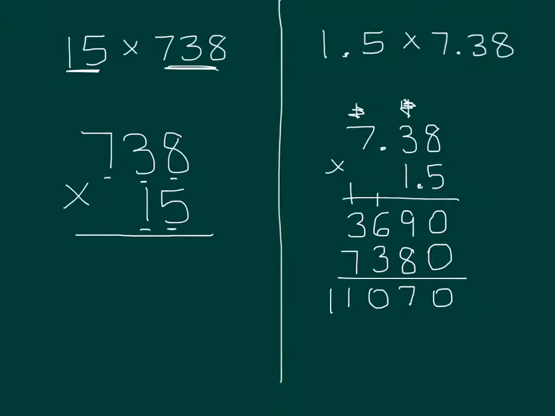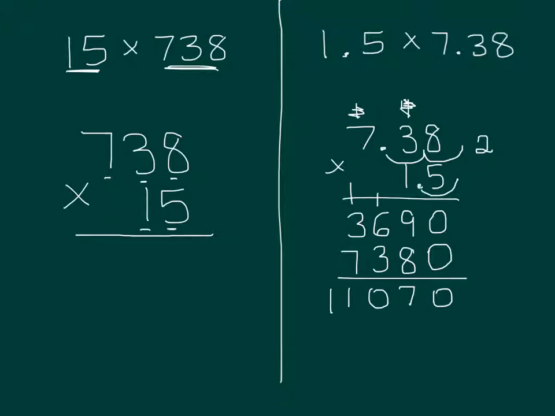So now, in the end, our product looked like this, but now we need to put our decimal point in our product. So what we do is we look at the top factor and count how many decimal places it has. So I'm looking here, and the top factor has 1, 2. So this top factor has 2 decimal places. Now I'm going to look at the second factor and count the decimal places.